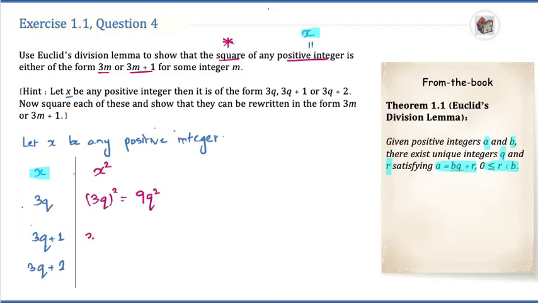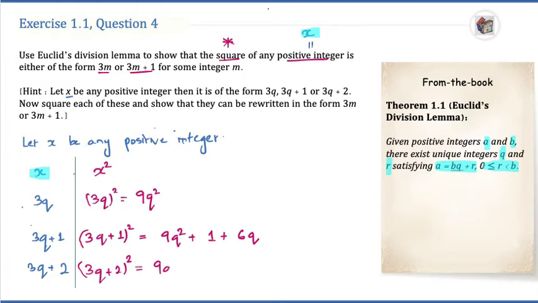The second one, when you square this, will be squared using the identity (a plus b) whole squared, which is a squared, so (3q) squared, plus b squared, so 1 squared, plus 2 times a times b. Then you will just write each of these simplified. Let me just do that. There you go.